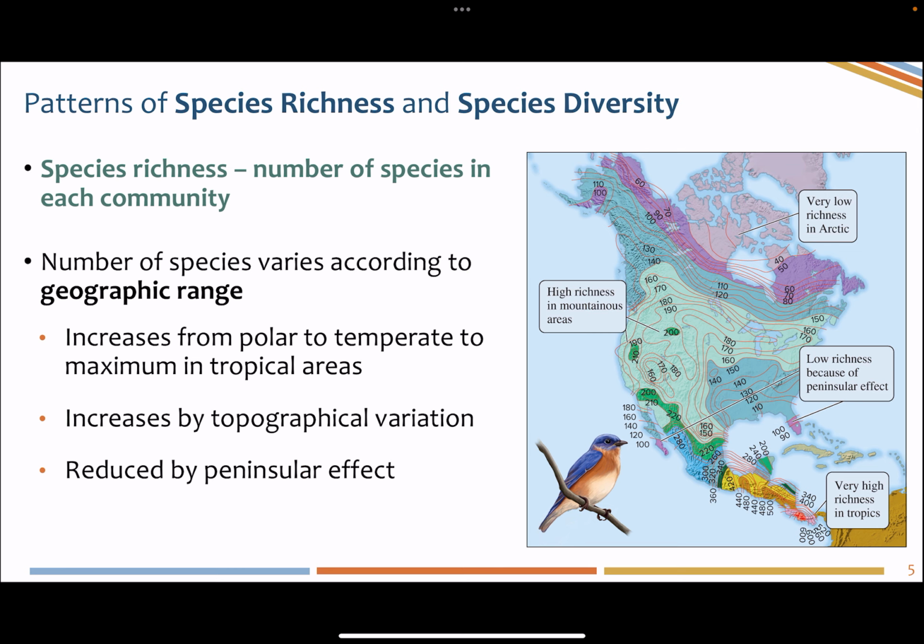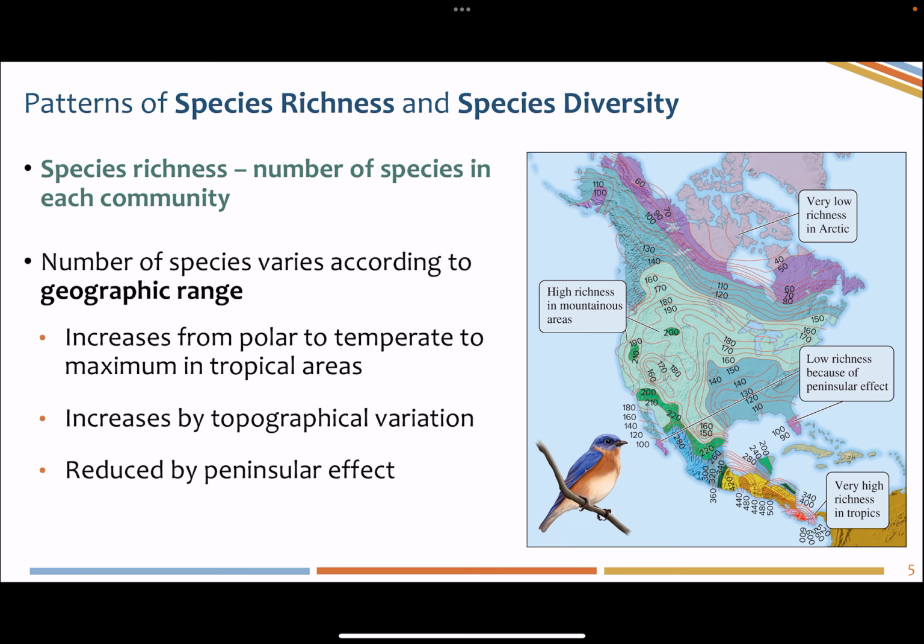We're going to start with species richness. Species richness is just the number of species in a community. It's a raw number. You just total up the number of different species. For this, we are not looking for the number of individuals of each species, just the number of species.